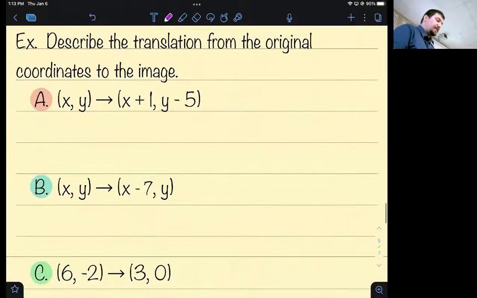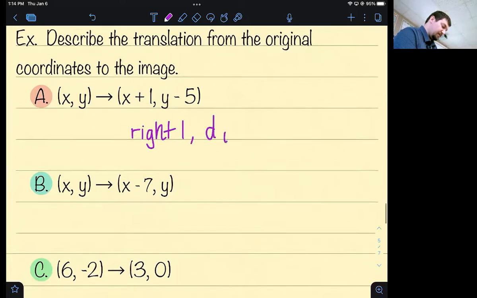It says describe the translation from the original coordinates to the image. So if they add 1 to the x coordinate, Vegan, what direction is that going to move it? How many? 1, okay. So I'm going to say right 1. And then Carson, if they subtract 5 from the y coordinate, what's that going to do to the shape? When it says y - 5, what direction does that move it? Down. Okay, so down how many? Down 5. There we go.